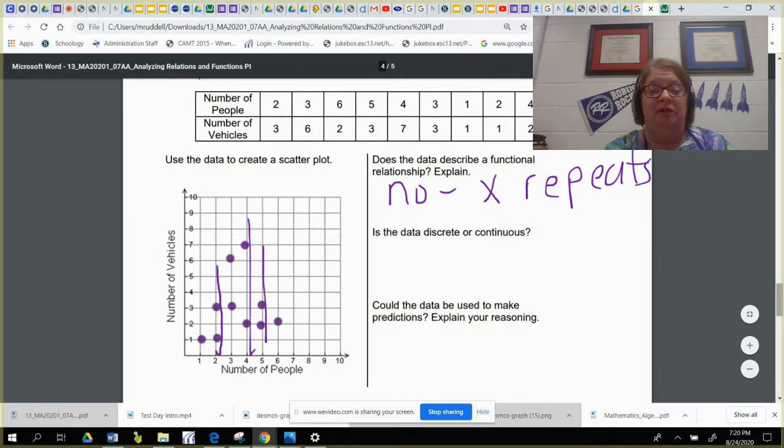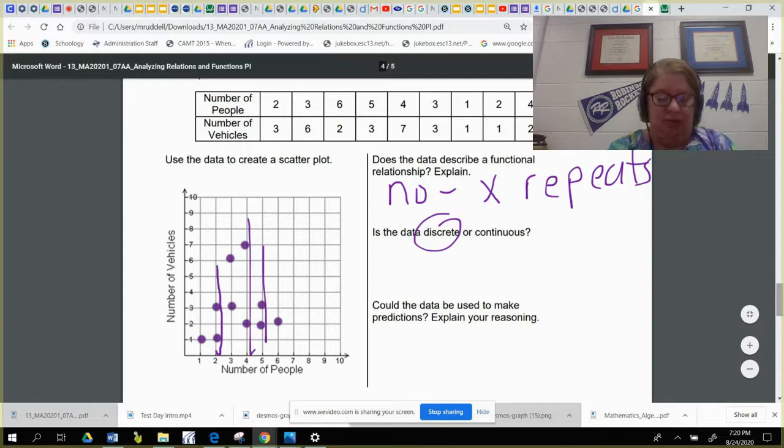Is it discrete or continuous? We talked about continuous being able to use fractions and decimals for both sets of data. Can we use fractions and decimals for the number of people or the number of vehicles? No, those dots are not connected. Now I drew vertical lines to check for function, but they're not connected. We can't have 1.3 cars. We can't have 2.6 people. This is discrete.